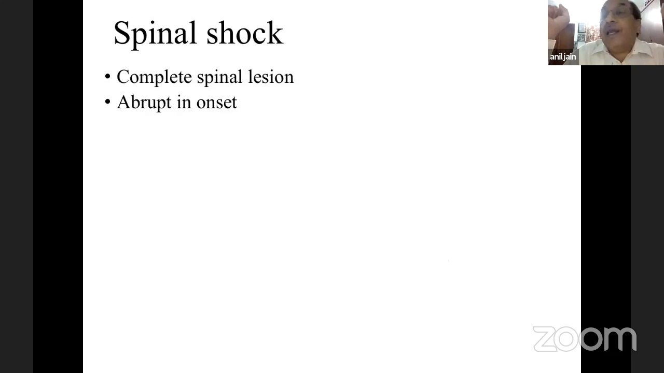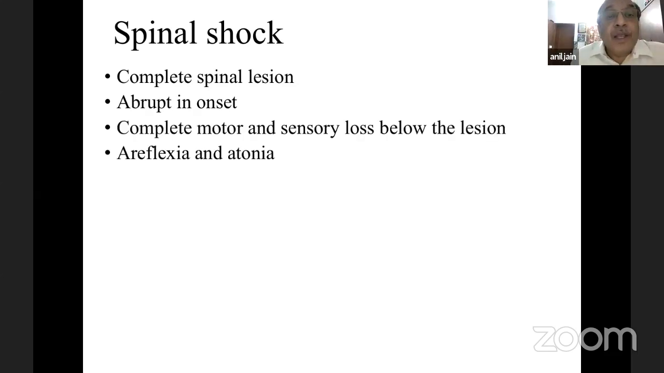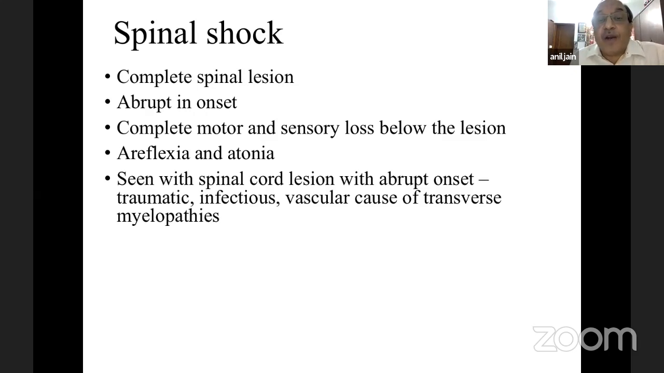Now, spinal shock, again, is an important consideration, an important question, an important issue in theory and the practical. What is spinal shock? Spinal shock occurs in a complete spinal lesion, generally after a traumatic event. It is abrupt in onset, with complete motor and sensory loss below the lesion. It presents with areflexia and atonia. It is seen with spinal cord lesions with abrupt onset, which may be traumatic, fractures, may be infectious, sometimes because of mechanical pathological subluxation, dislocation, or maybe vascular damage, or certain transverse myelopathies. It generally lasts for 3 days to 3 weeks.